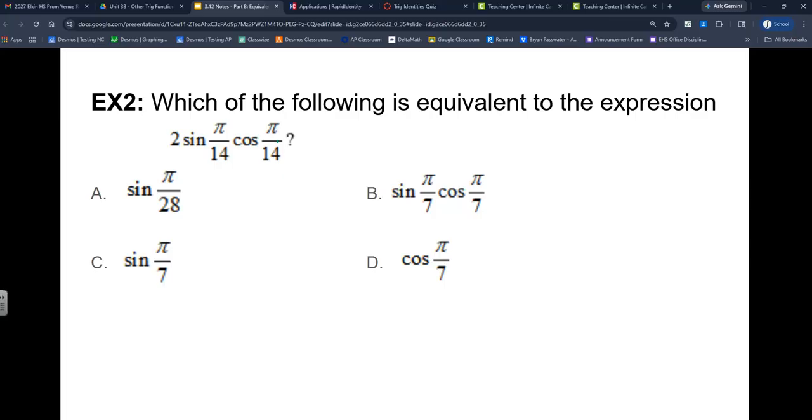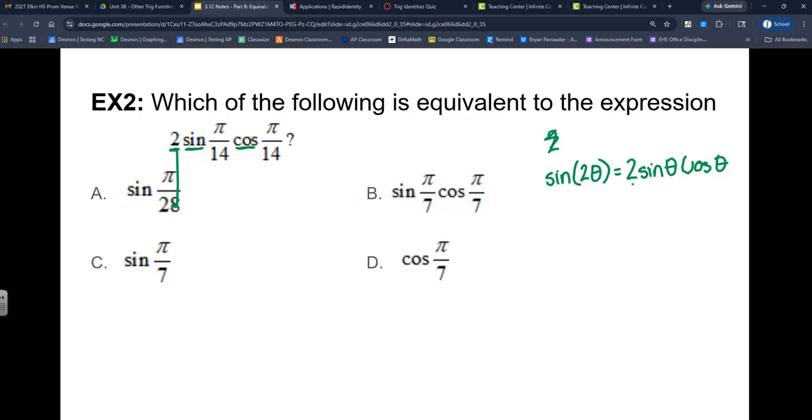So here, they don't tell you that this is a double angle identity. But what we should be picking out is I've got 2, and I've got sine of something and cosine of something, right? That looks a lot like our identity that we have over there. Sine of 2 times theta equals 2 sine theta cosine theta.